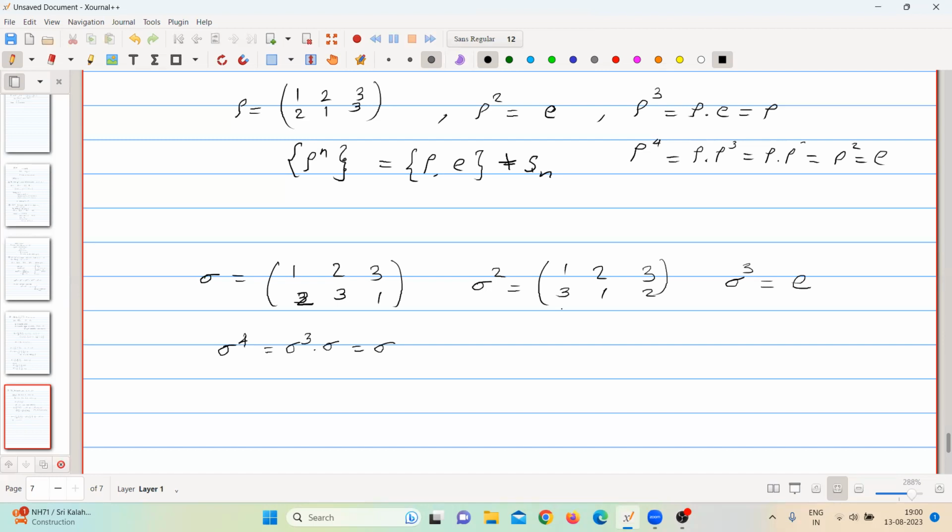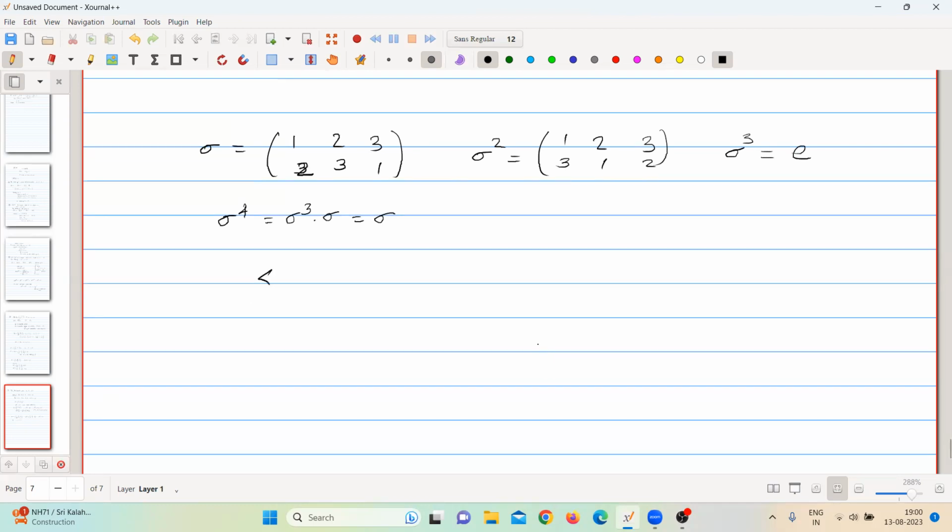So the case is going to repeat. Sigma power 4 will be sigma, sigma power 5 will be sigma square, and so on. So the subgroup generated by sigma contains sigma, sigma square, and identity. Repeating means we are repeating the elements again and again. So this contains only 3 elements. So this is also not equal to Sn. Clear? Not S n, it is S3.